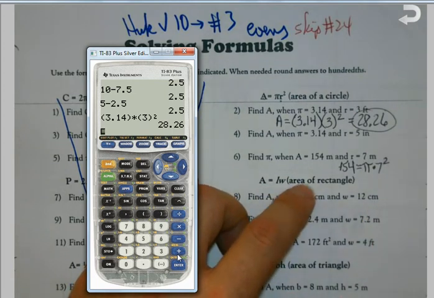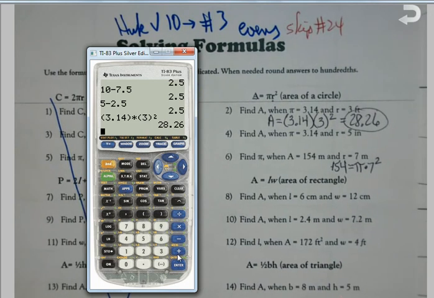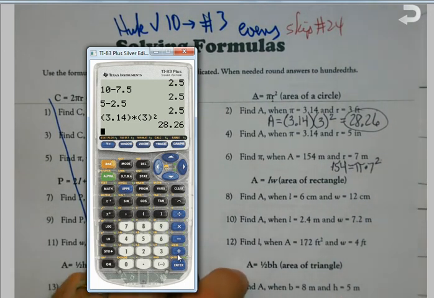And my radius squared. Now this time I got a little work to do. So I may have to do a little scratch work on the back of the paper or somewhere else, but I'm going to find a way to squeeze it in here. So I look at this and I say, okay, anybody know what 7 squared is?